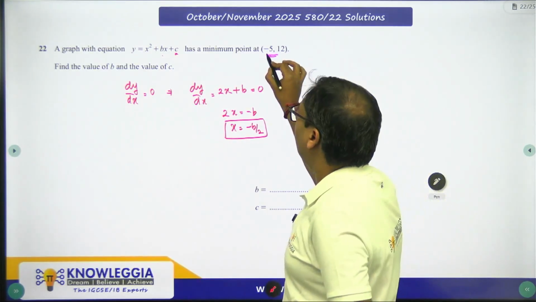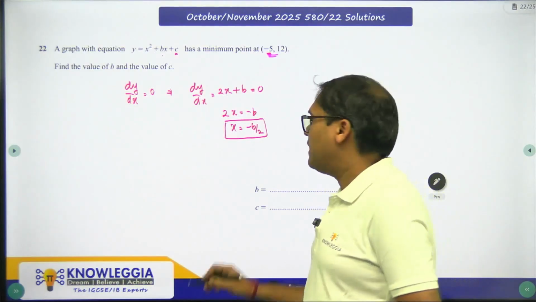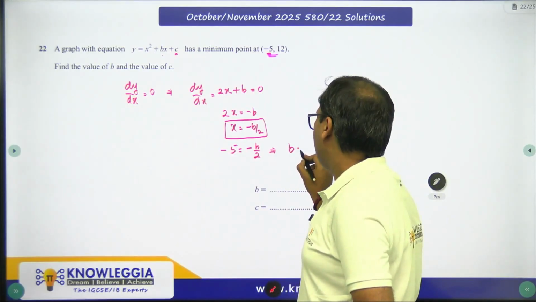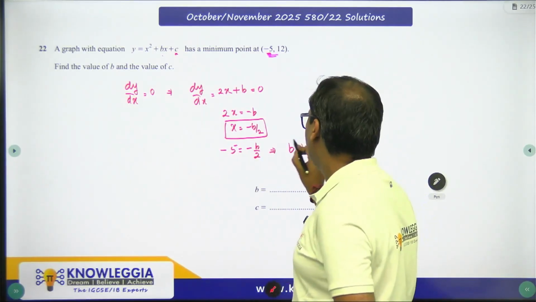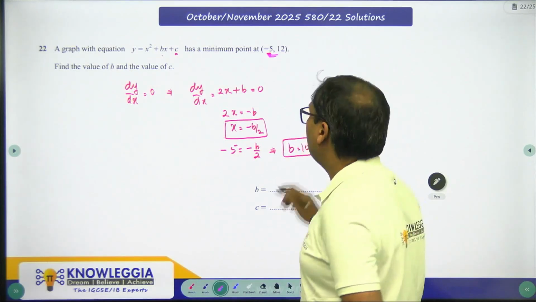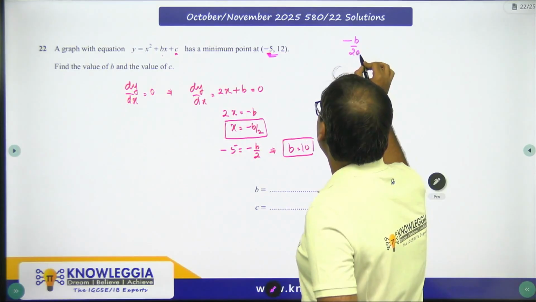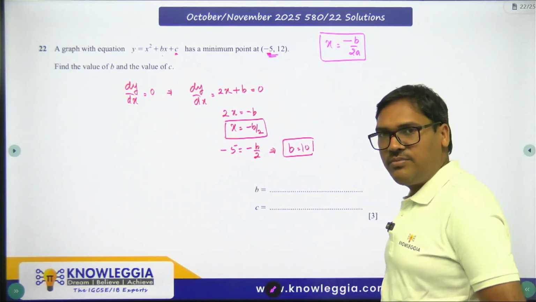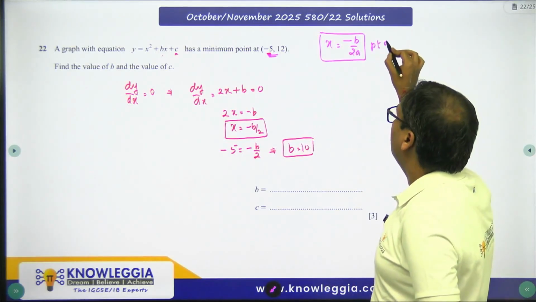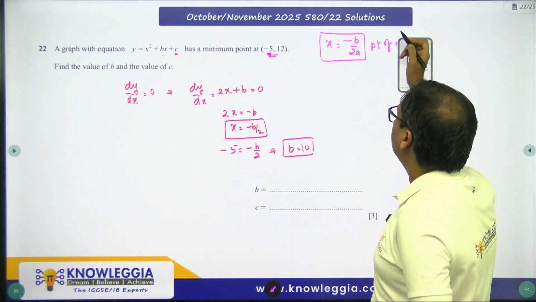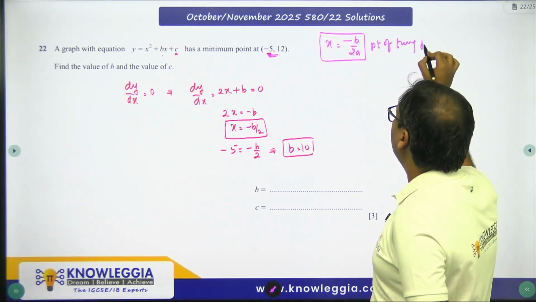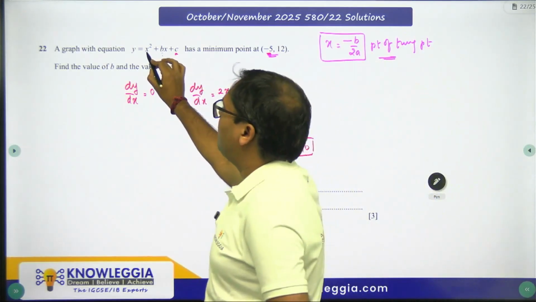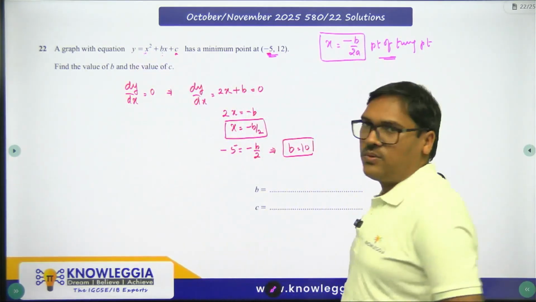But it is given that at x equal to minus 5, this is the minimum point. That means minus 5 should be equal to minus b by 2. So you can clearly see b is 5 into 2, which is equal to 10. Or you can directly use, we know that for a quadratic graph, negative b by 2a is the point of minimum, or basically this is the turning point. Okay, so you can use this also. Negative b upon 2a, a is 1, so this is minus b by 2, right?